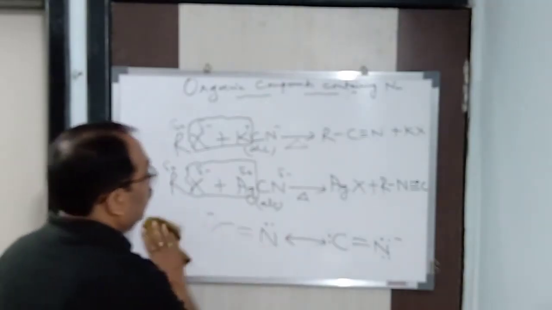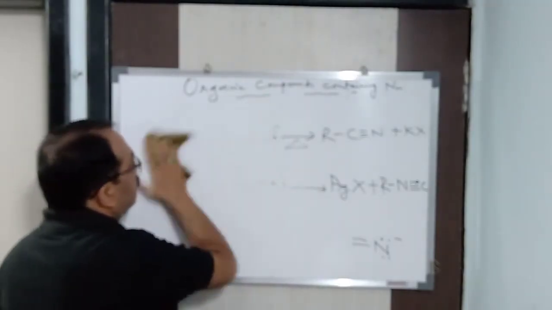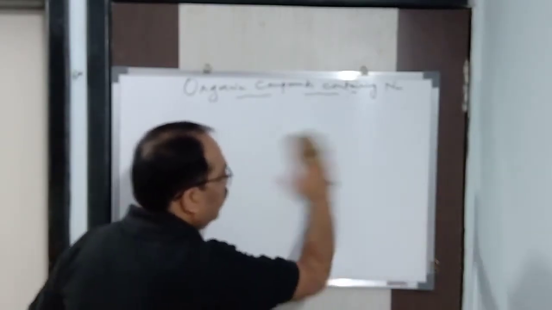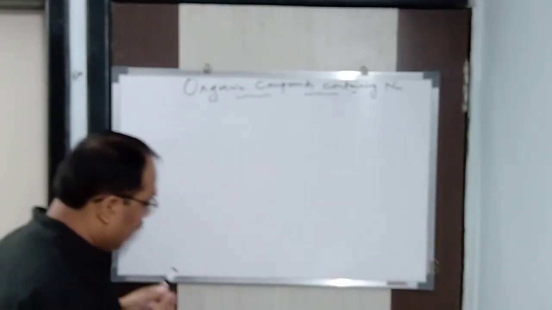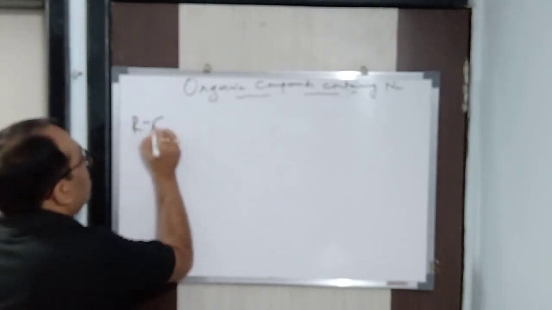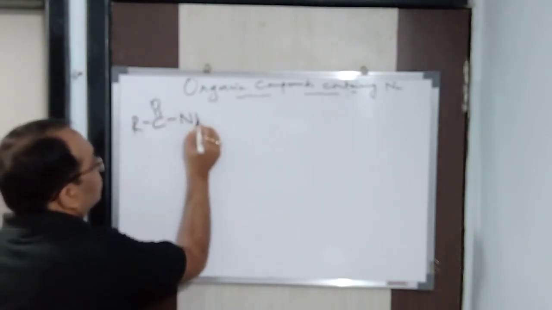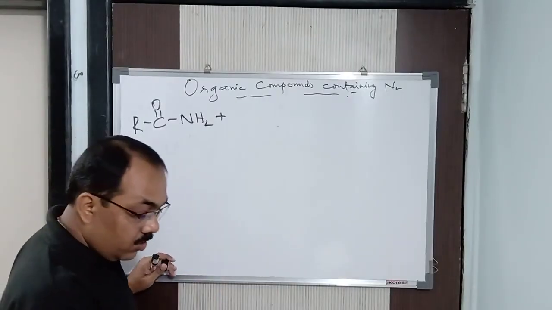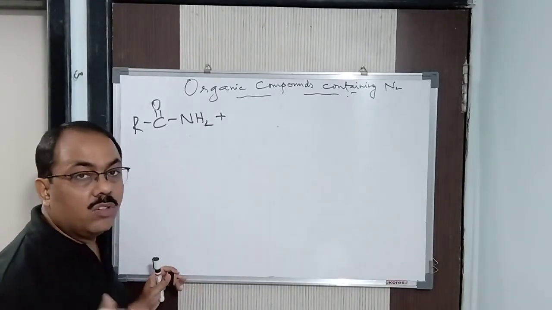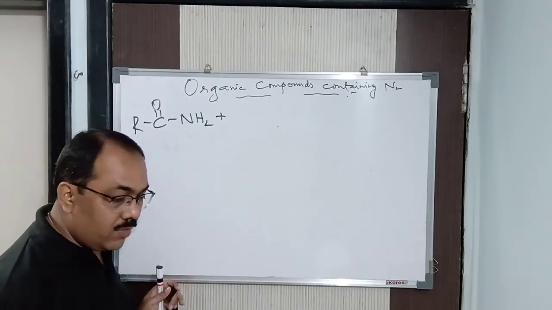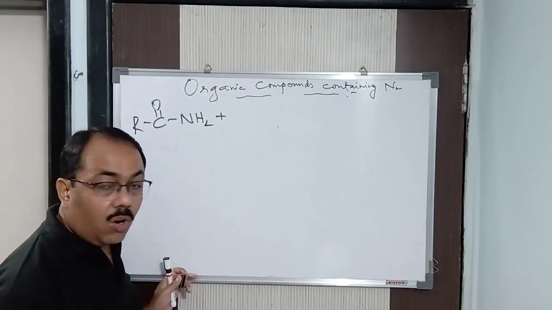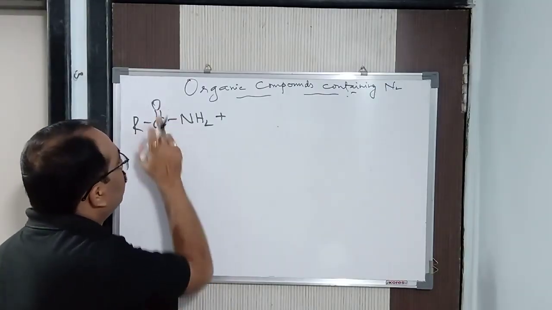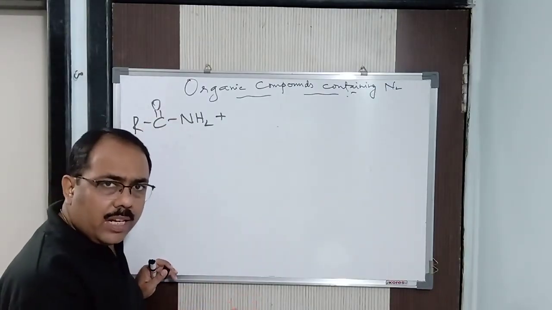Now, next we can prepare it from amides, from acid amides. How can you prepare it from acid amides? See here, that is RCONH2. When it undergoes hydrolysis, that is one way we can do it. Or what we can do is, if you remove water, H2 and O, then we can get RCN.